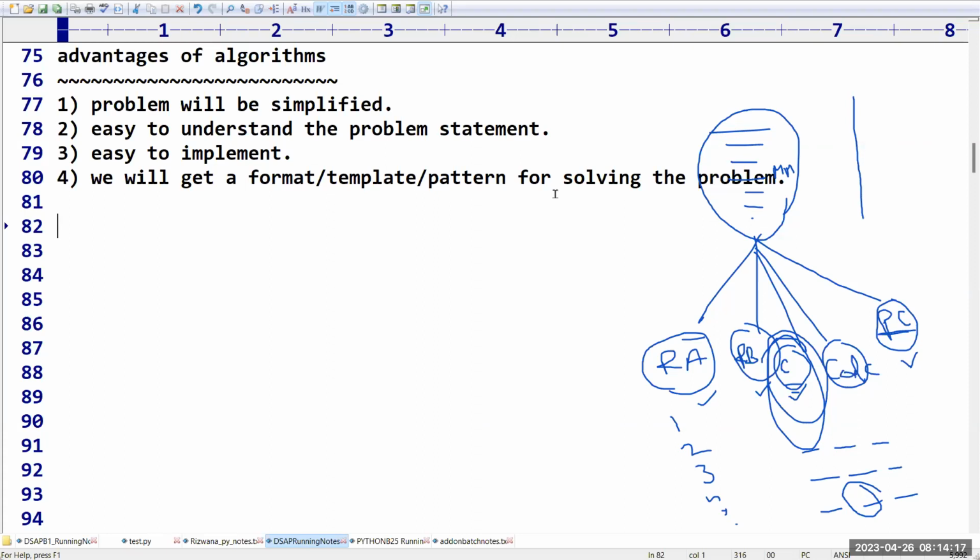I request everyone to please confirm, what are the advantages of algorithms? Is it clear for you people? Yes, yes. Requesting everyone to please respond. Try to use the chat window also for communication purposes.